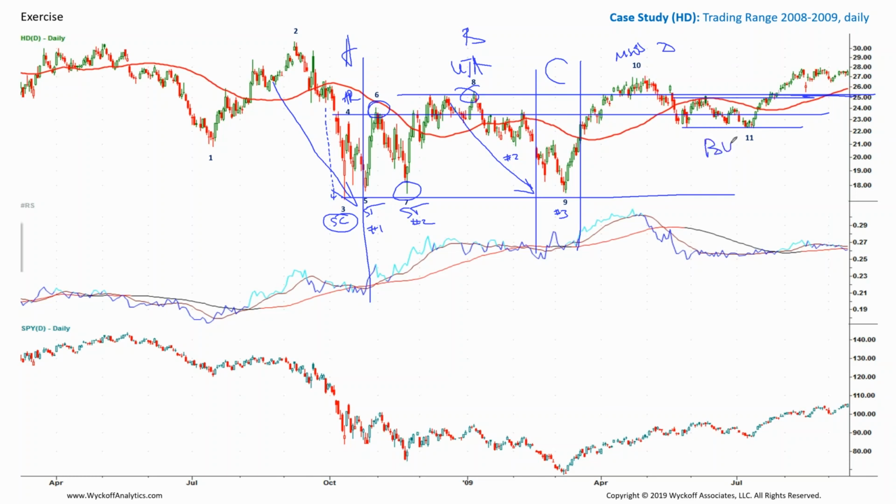Backing up action. Yeah, backing up, trading range right here, just more complex. And that's the whole structure. So here is your phase D.